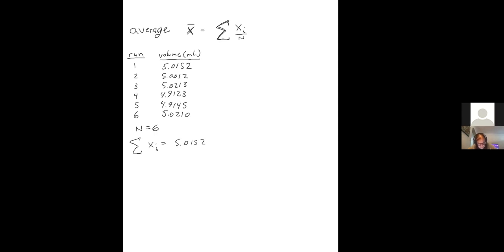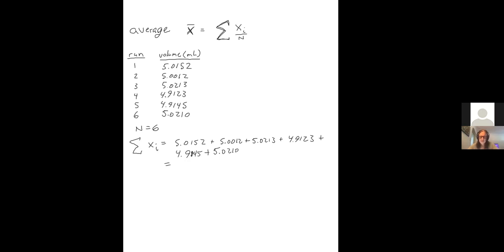5.0152 plus 5.0012. So actually, let's put it in one line, plus 5.0213 plus 4.9123 plus 4.9145, and then 5.0210. So let me do that on my calculator while we're taking a look at this.